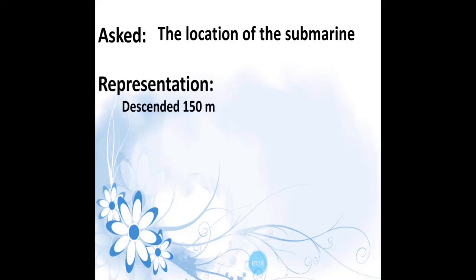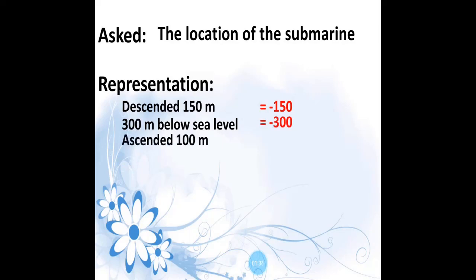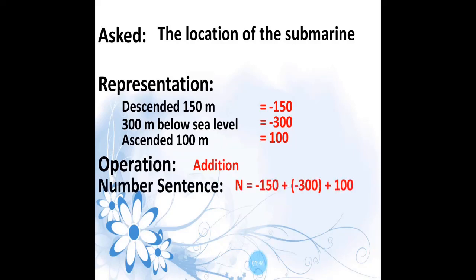Representation will be: descended 150 meters, so that is negative 150. 300 meters below sea level, so that is negative 300. Ascended 100 meters, so that will become 100. Operation to be used will be addition. Number sentence is n equals negative 150 plus negative 300 plus 100.